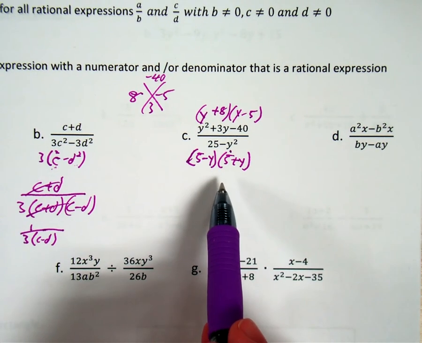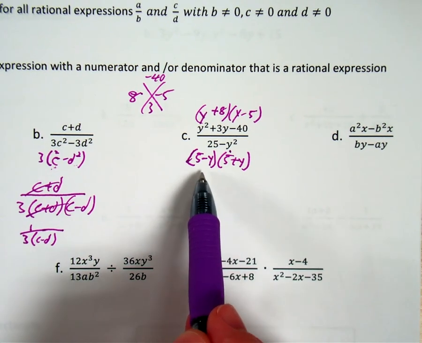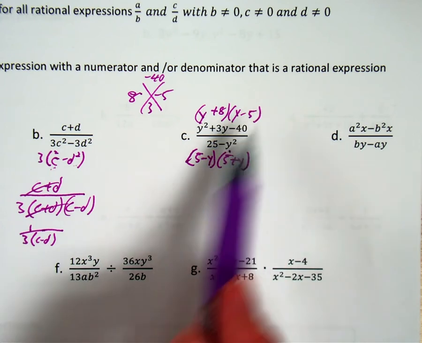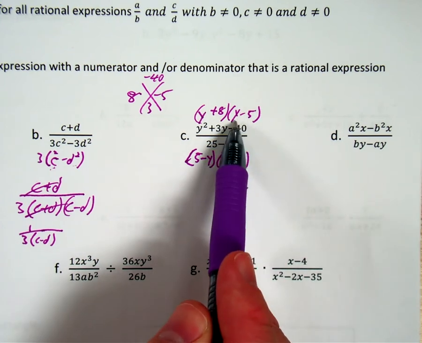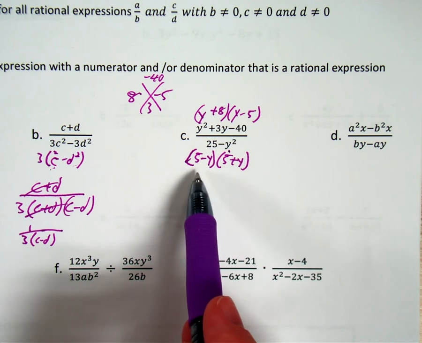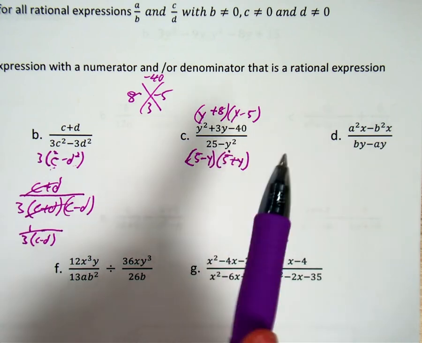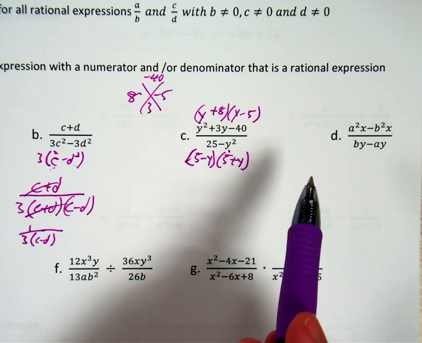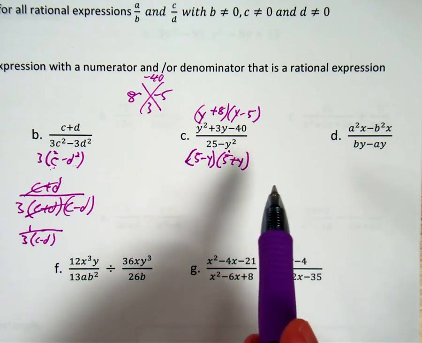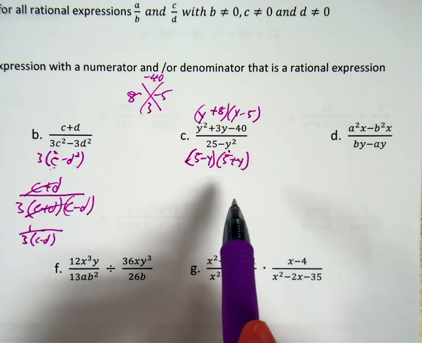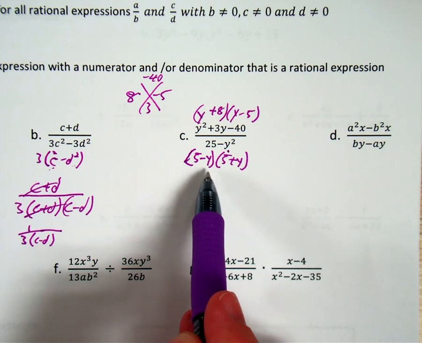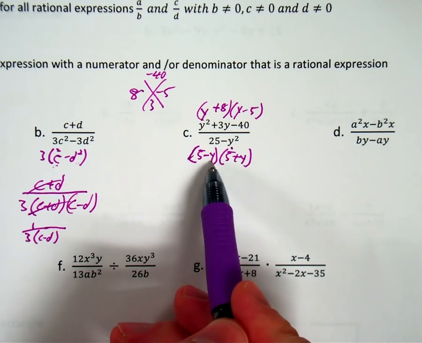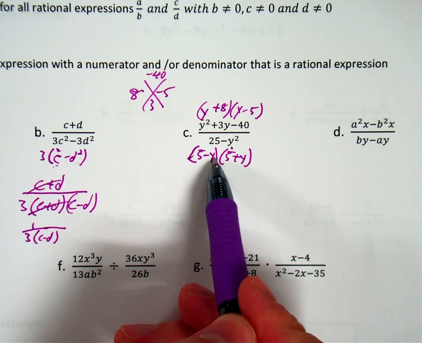Now it's real tempting to go y minus 5 and 5 minus y, but that's not the same thing. Pretend that was 3: 3 minus 5 is negative 2, and 5 minus 3 is positive 2. It's a difference of a negative sign. It's very, very close, but it's a difference of a negative sign. So what you're going to do is factor out a negative from here, because I want the y to be positive.